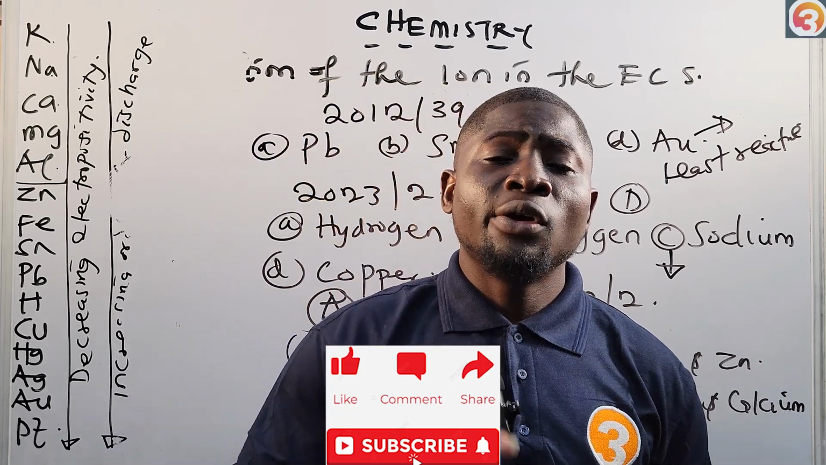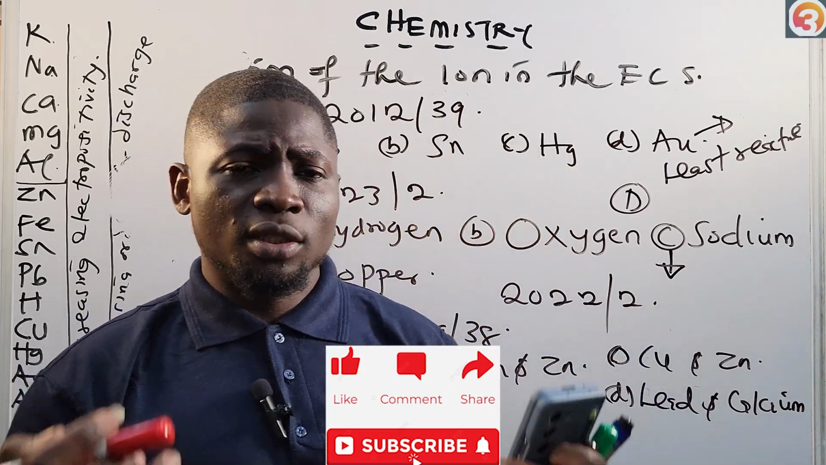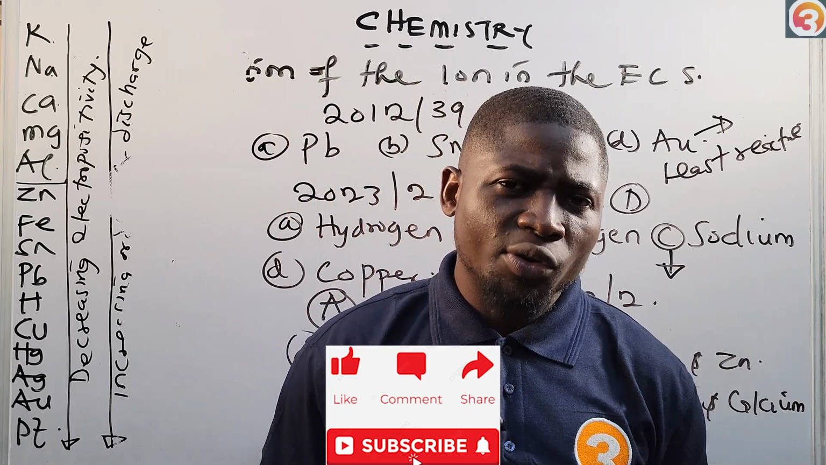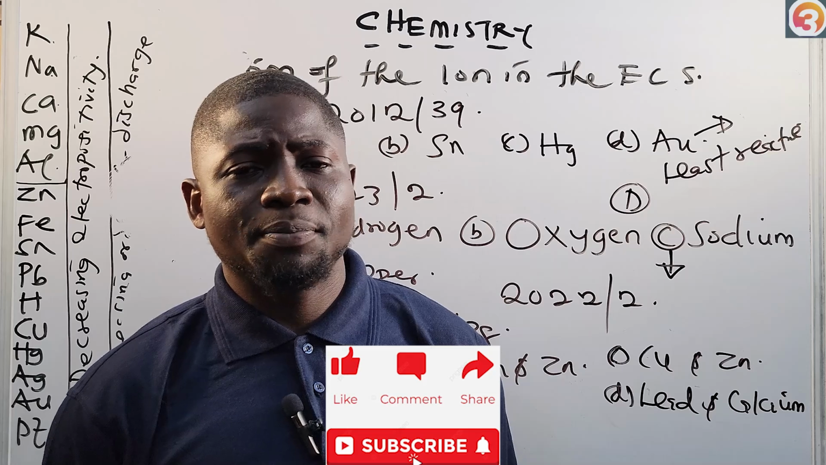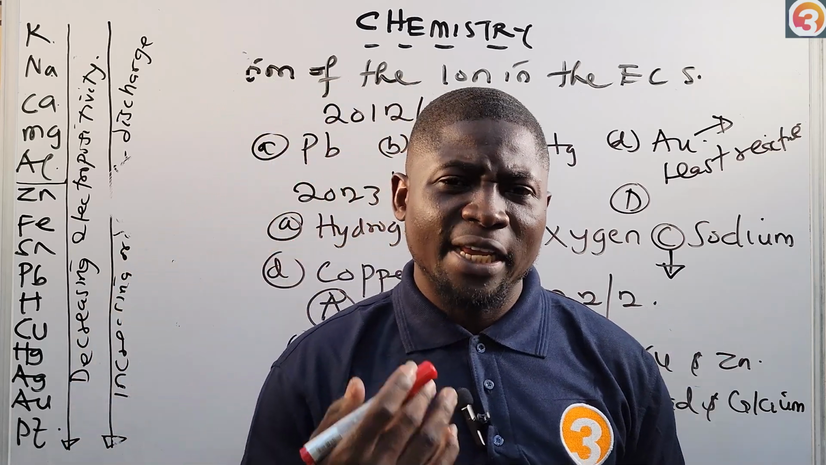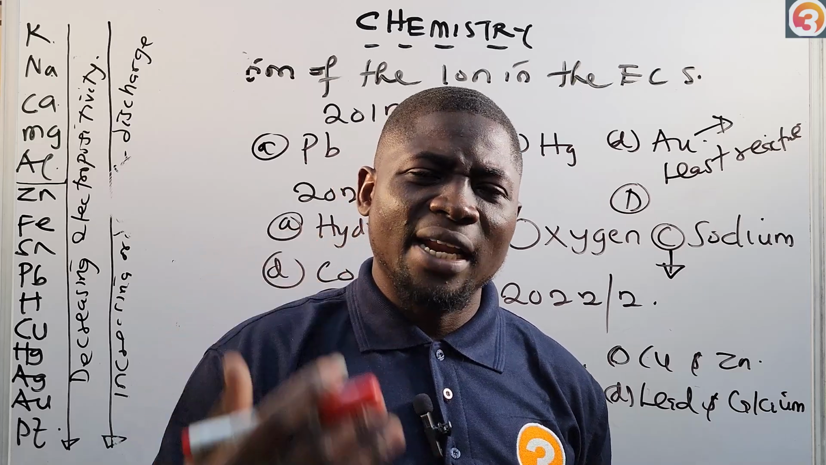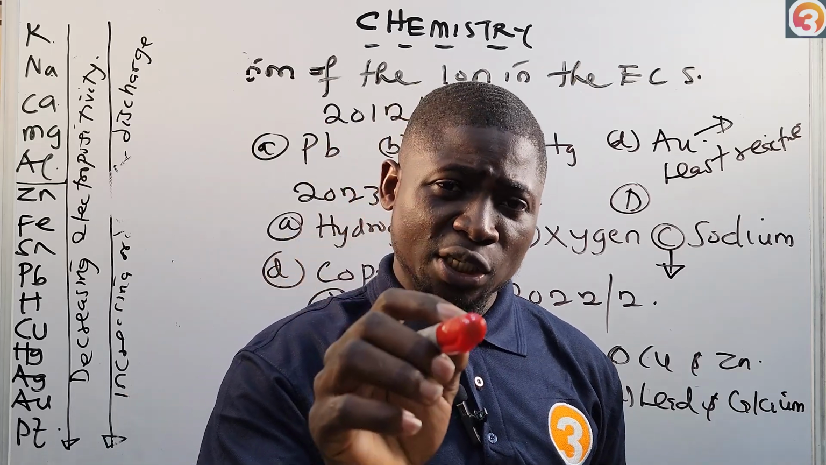In the next episode, I'm going to look at the remaining two factors that govern the preferential discharge of ions during electrolysis. So I'm going to look at the concentration of the ions in the electrolyte, and then we are going to look at the nature of electrode used. And I'll see you in that episode.